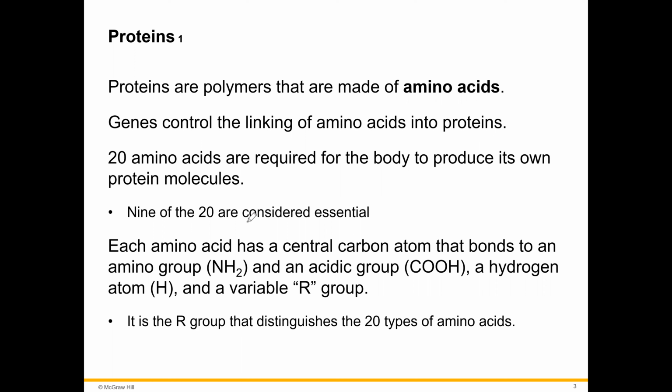Each amino acid has a central carbon that bonds to an amino group and an acidic group. That's why we call it amino acid, because we have the NH2 group, that is the amino group, and the COOH group, that is the acidic group. The central carbon is also attached to a hydrogen atom and a variable R group. It is the R group that distinguishes the 20 different amino acids.